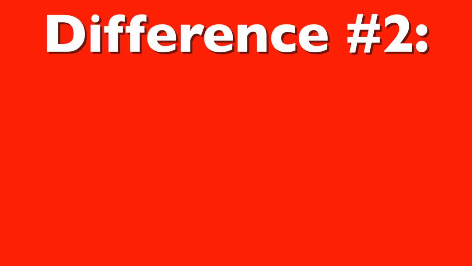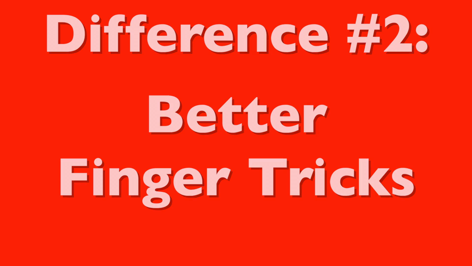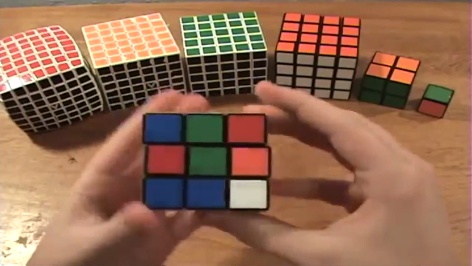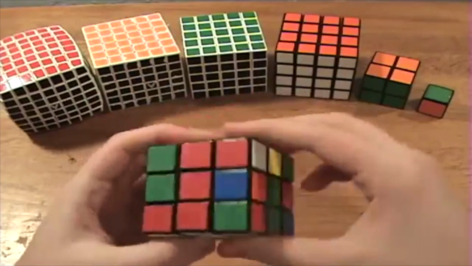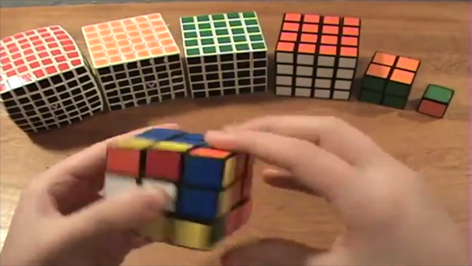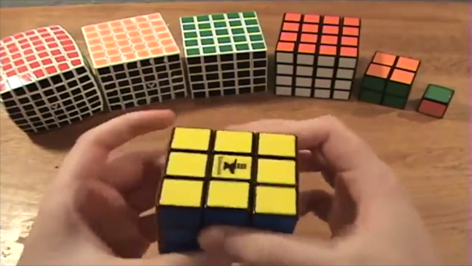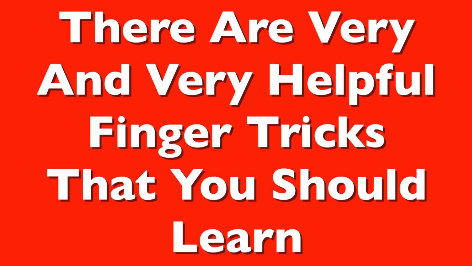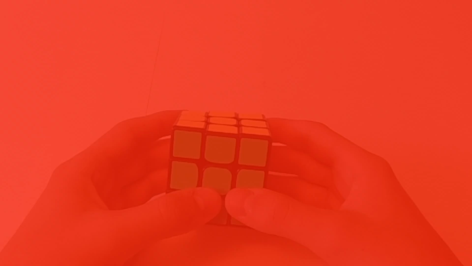The second major difference is the finger tricks that I used. In this solve, me, myself, and Pi only used the basic finger tricks, like U and U prime with his index finger, and D2 with his ring finger. That's not good enough once you're sub 20. There are some very easy finger tricks that you should learn to make your F2L much faster and get rid of a lot of regrips. Here are a few examples.